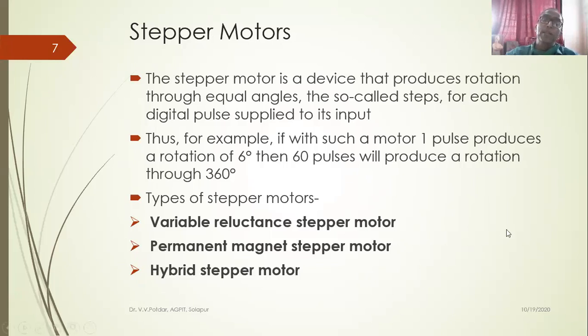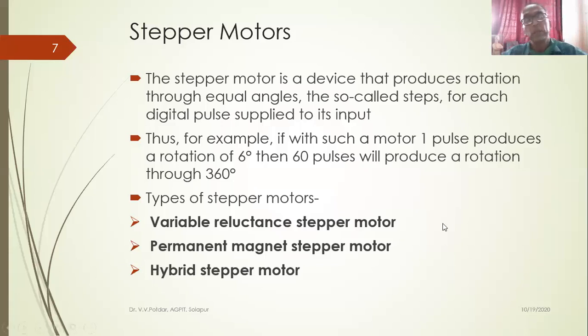A stepper motor is a device that produces rotation through equal angles, the so-called steps, for each digital pulse supplied to its input. Thus, for example, if with such a rotor one pulse produces a rotation of 6 degrees, then 60 pulses will produce a rotation of 360 degrees. So 6 degrees angular position per pulse into 60 pulses, so 360 degrees can be covered by using 60 pulses.